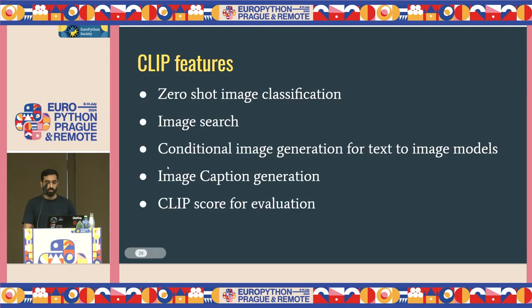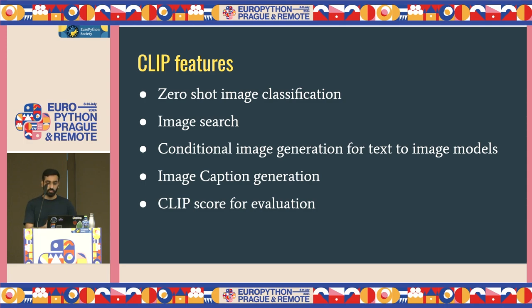It can also be used for conditional image generation in text-to-image models. Now, you must have seen various models like DALL-E or Stable Diffusion, which can generate images based on the text you provide. If we don't condition those models, they will generate images randomly. Those models can be conditioned with the help of CLIP. That's why we are able to provide the text and the image gets generated.